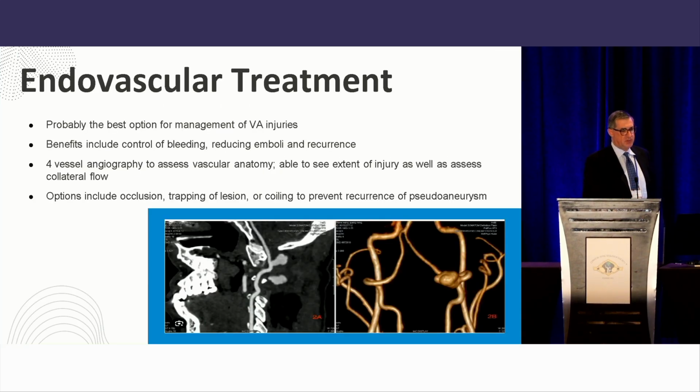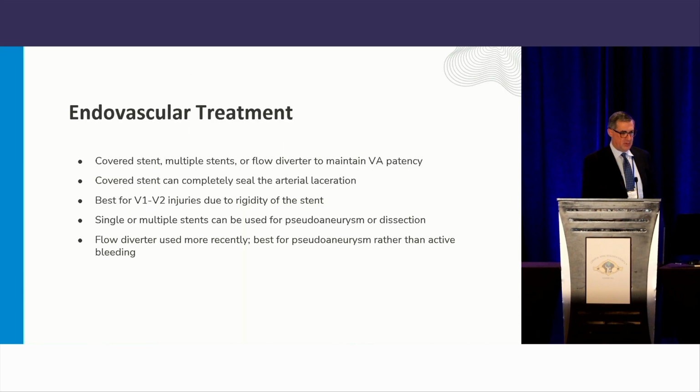So endovascular treatment, I think, is probably becoming the mainstay for this and is becoming more and more common. It's probably the best option. There are a lot of good treatment options that the IR folks can do. They usually get a 4-vessel vertebral angiography to assess the anatomy, and then the options include occlusion, trapping of the lesion, coiling, or stenting across there to prevent a pseudoaneurysm.